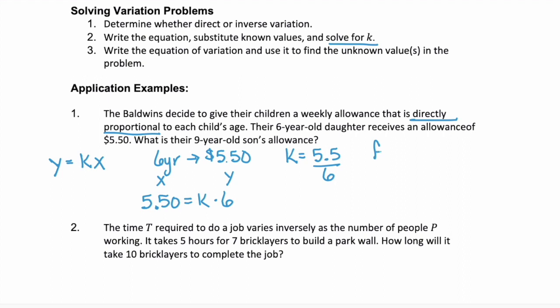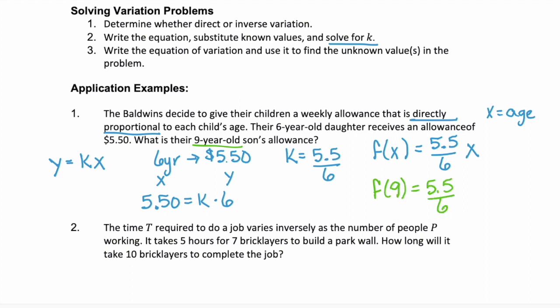So now you know the function, and we can just call it f of x is equal to 5.5 over 6 times x. And you probably need to specify that x equals the age. So then we need to evaluate for the 9-year-old. So f of 9 equals 5.5 over 6 times 9. Punch that into your calculator and you'll see that that 9-year-old gets an allowance of $8.25. See, it's not too bad.